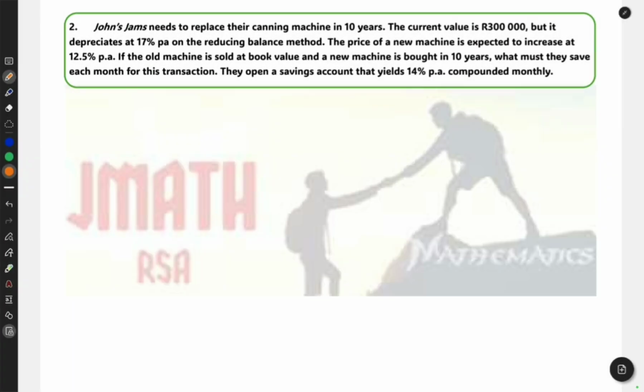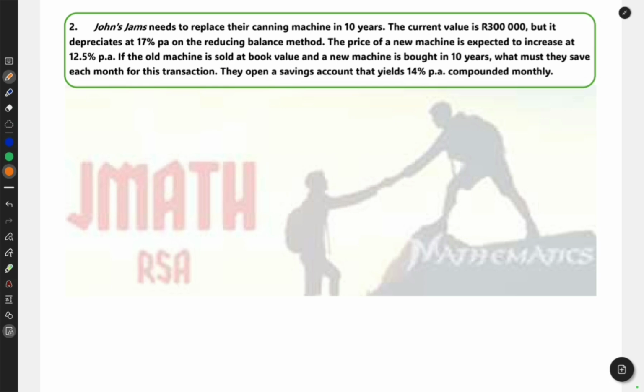John's Jams needs to replace their canning machine in 10 years' time. The current value is 300,000, but it depreciates at 17% on the reducing balance method. The price of a new machine is expected to increase at 12.5% per annum. If the old machine is sold at book value and the new machine is bought in 10 years, what must they save each month for this transaction if they open a savings account that yields 14% per annum compounded monthly? Wow, what a massive story.